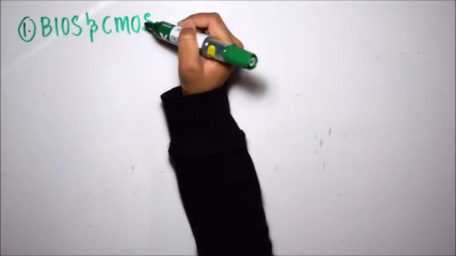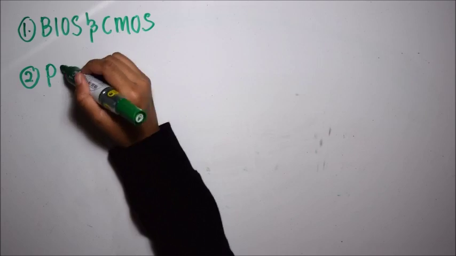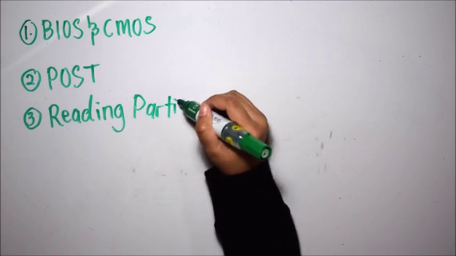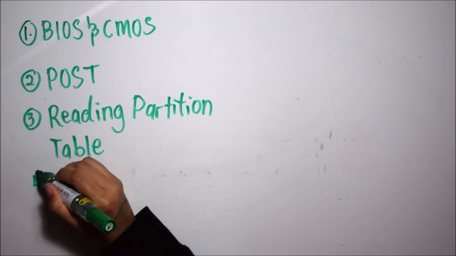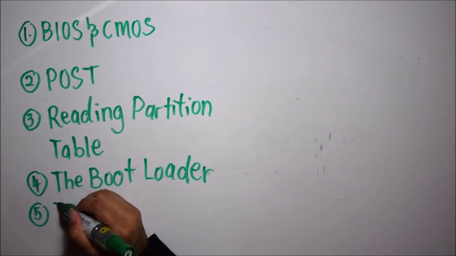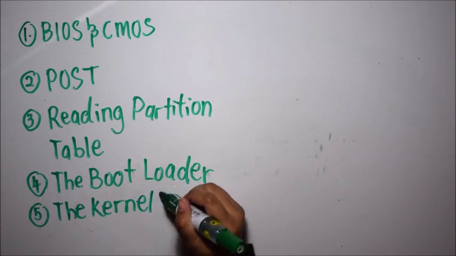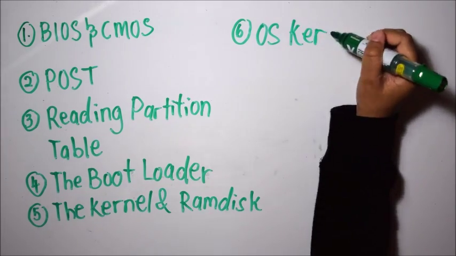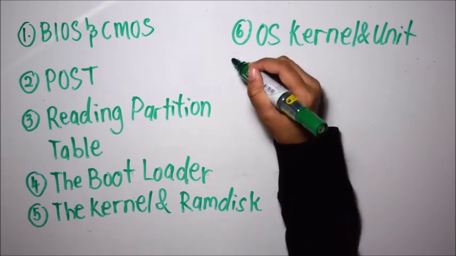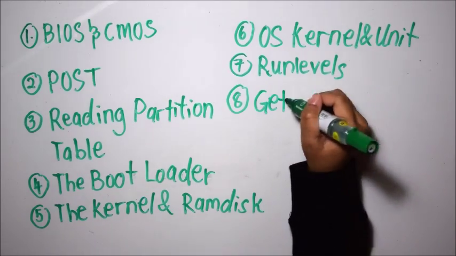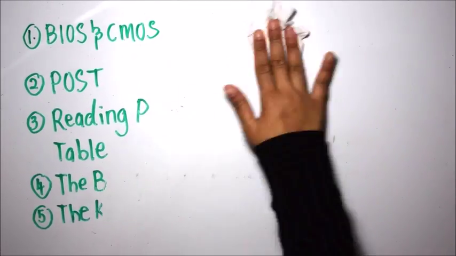The first step is called BIOS and CMOS. The second step is called POST. The third step is called reading partition table. The fourth step is called the bootloader. The fifth step is called the kernel and the RAM disk. The sixth step is called OS kernel and init. The seventh step is run levels, and last but not least is called getty.